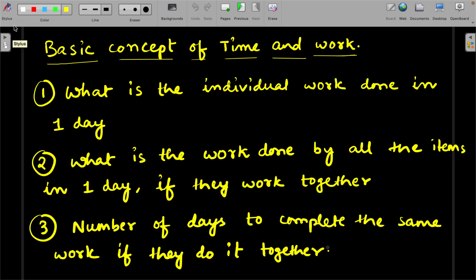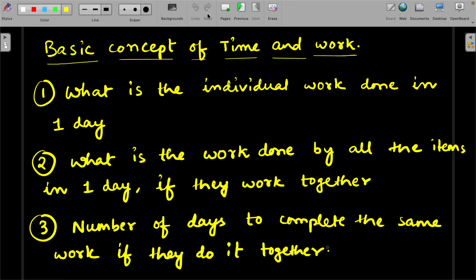In this video, we are going to see the basic concept behind time and work. First, suppose we have two entities A and B. These entities can be anything. It may be a person, machine, or some quantity which does some work. Our task is to find out answers to a few questions. The first question is, what is the individual work done in one day?